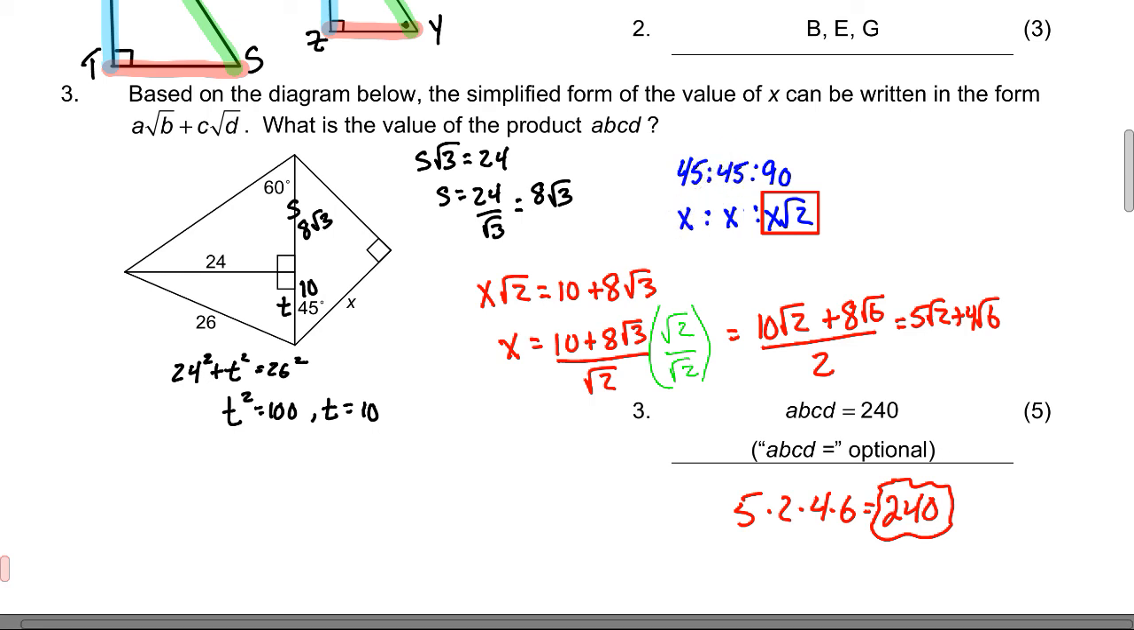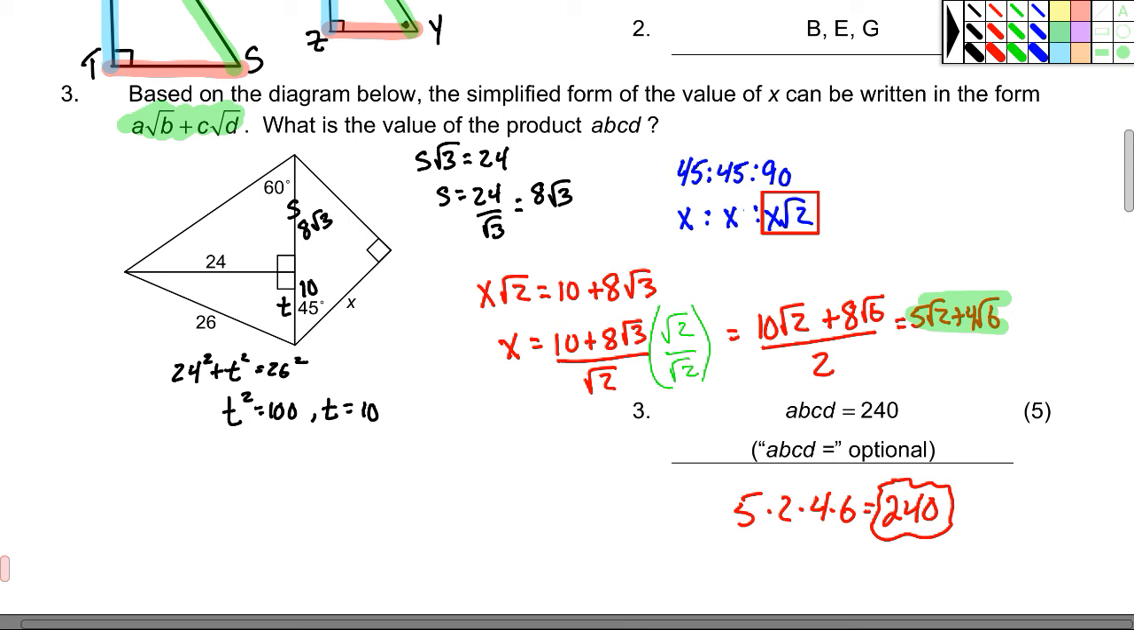So divide both sides by root 2 to get x by itself. We rationalize, multiply top and bottom by root 2. Distribute that root 2 to the 10 and the 8 root 3. Gets this. Root 2 times root 2 is 2. And then 10 divided by 2 is 5. 8 divided by 2 is 4. So now we got it in that form right here.